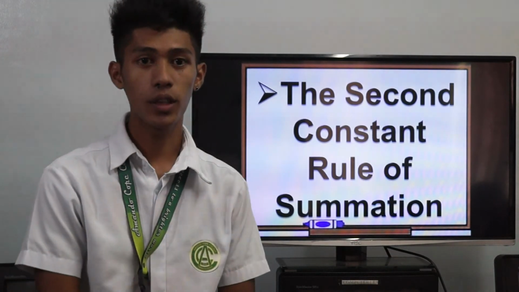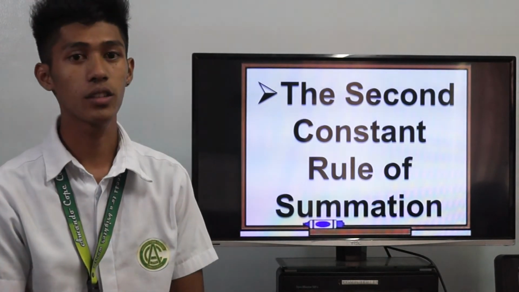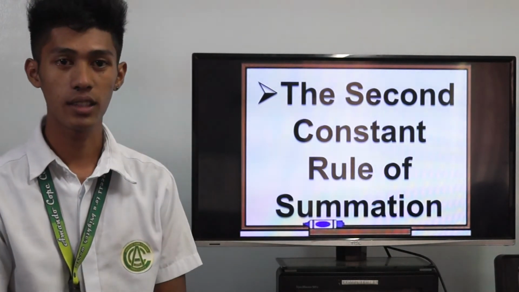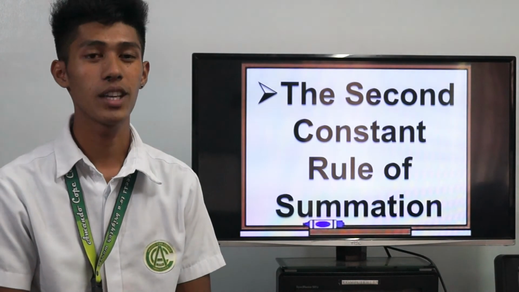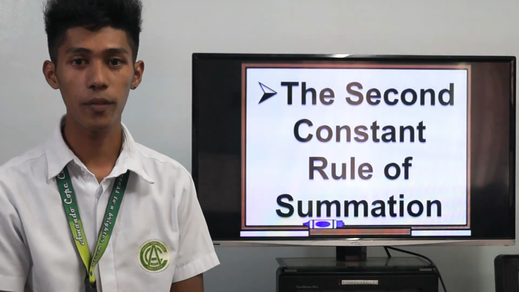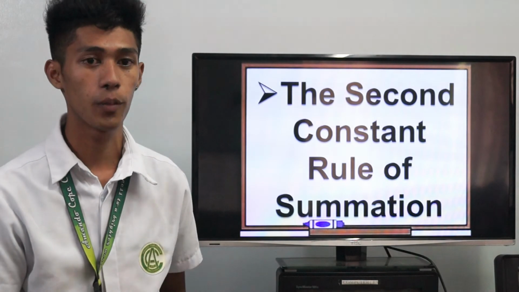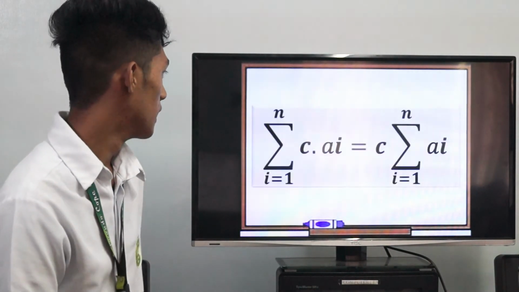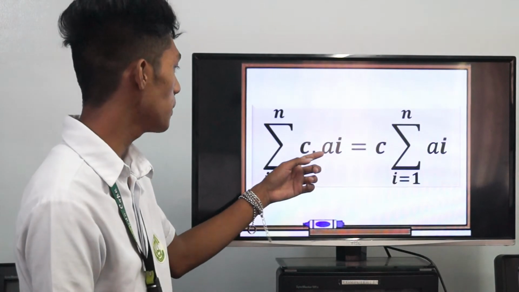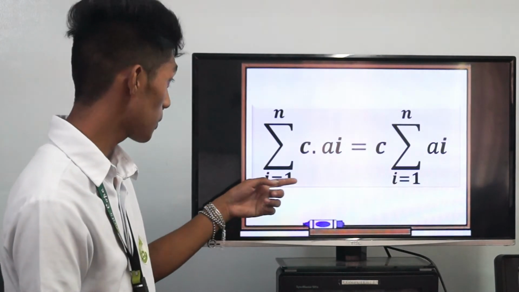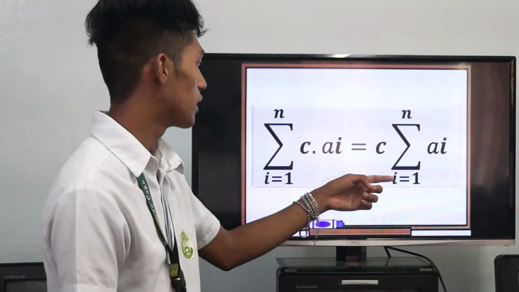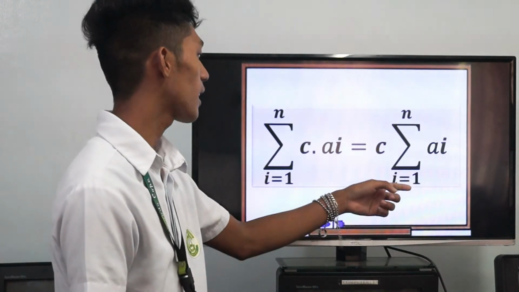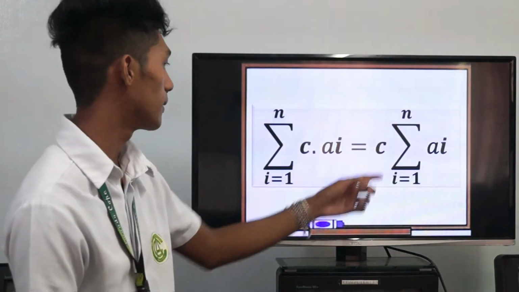Another rule for summation notation is the second constant rule of summation. It states that it appears to be a rule about multiplication, wherein you can move a constant factor outside a summation operator. Say for instance, the summation of C times a sub i, where i runs from 1 to n, is equal to the summation of a sub i, where i runs from 1 to n, times the constant.